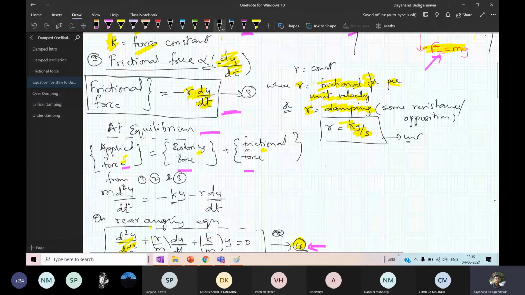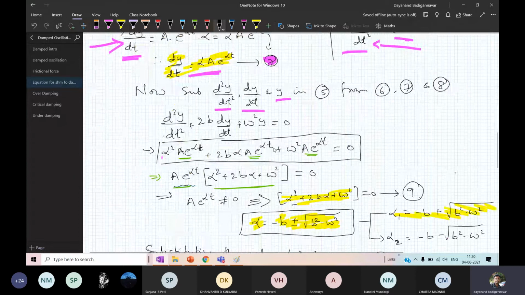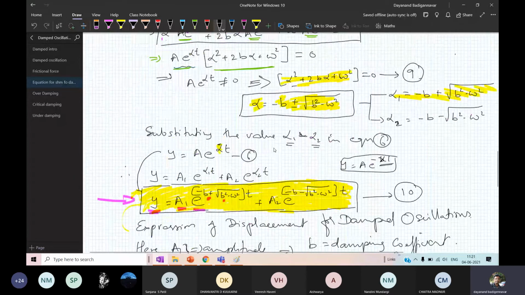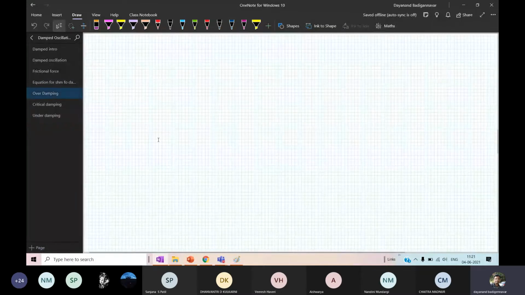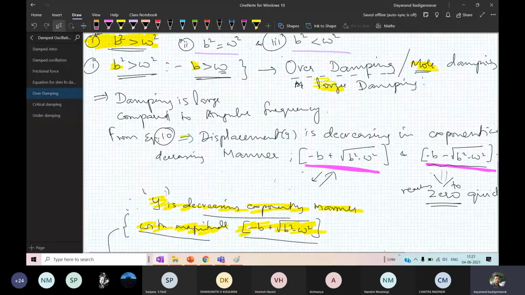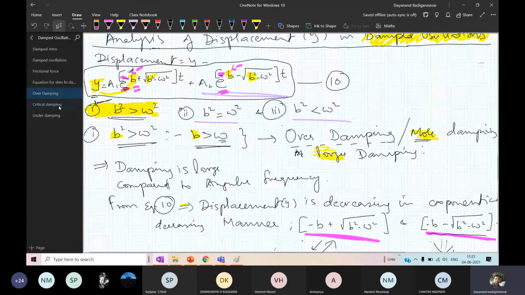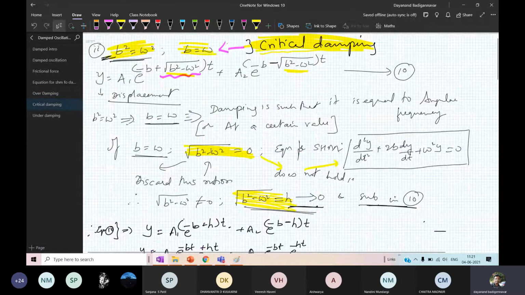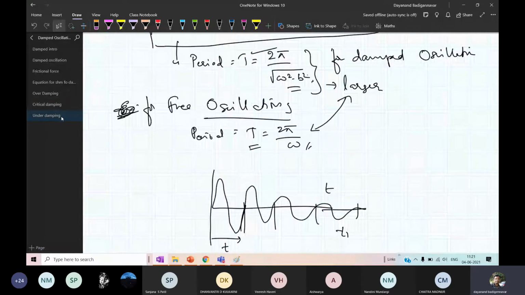After giving the amplitude, it can be analyzed in three possible ways: under damping, over damping, and critical damping. First we did the over damping case. In over damping, the damping is more, so the amplitude dies very quickly. In critical damping, the damping is very fast, and there is almost no oscillation. In under damping, the oscillations die off very slowly. I will give the same thing in terms of points.